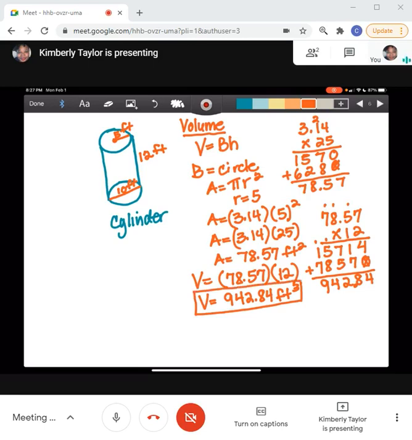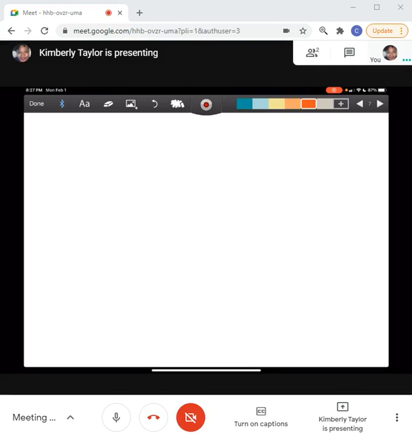Now, do y'all find the surface area of a cylinder? Let me know if you find the surface area of a cylinder. Because I just did the volume of a cylinder, but I haven't done the surface area. If I need to do the surface area, let me know. But I'm going to go to another one.